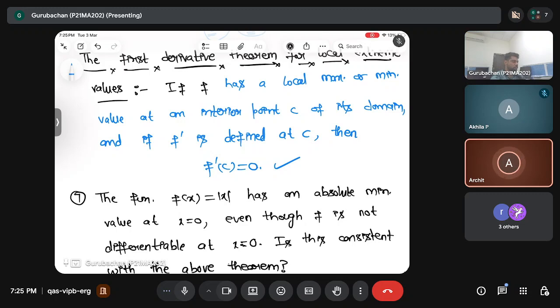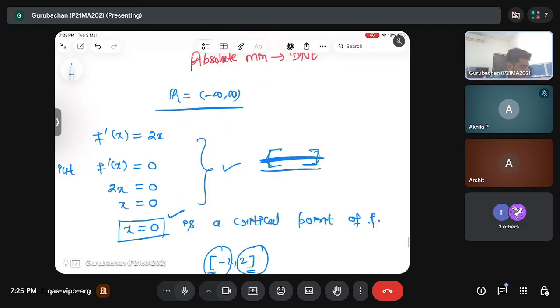If we find the right hand derivative by f of x plus h minus f of x upon h. Just a second.